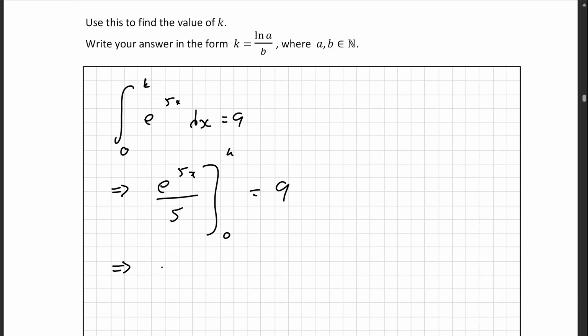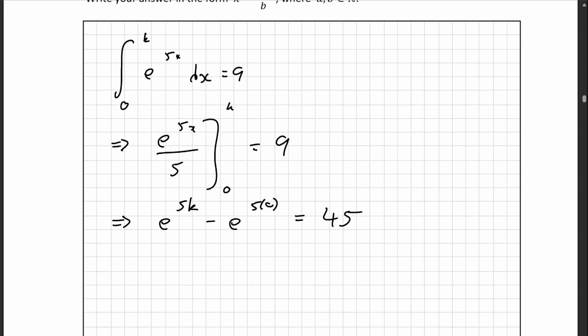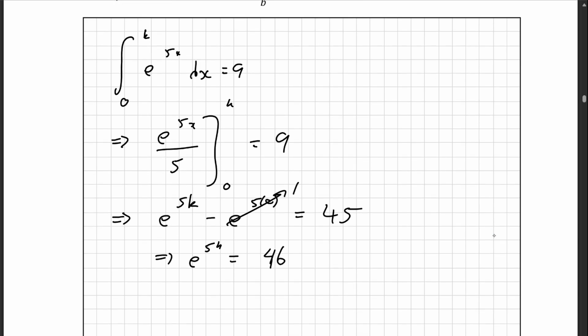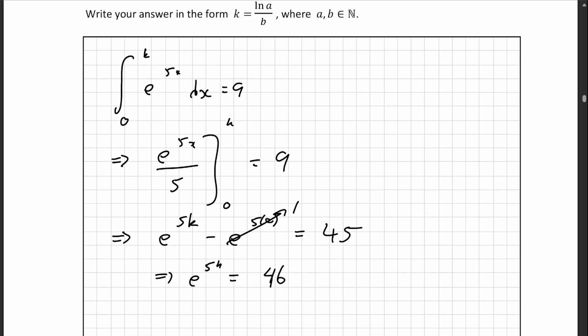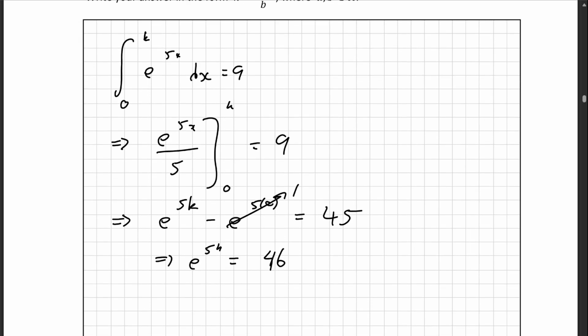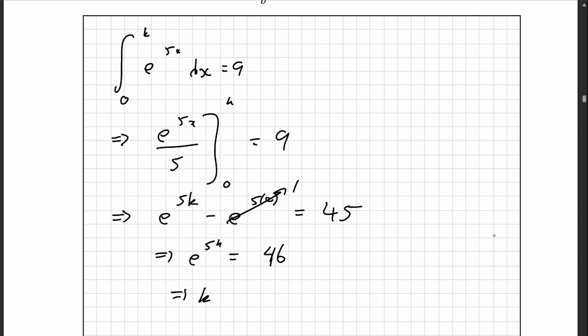So we'll have e to the 5k take away e to the 5 lots of 0 equals 45. Now that's going to go to 1. So e to the 5k is, adding that 1 over, gives us 46. So once in the form natural log of a over b, k is the natural log of 46 over 5.